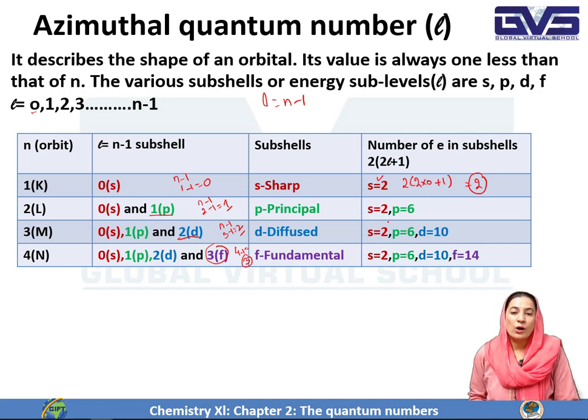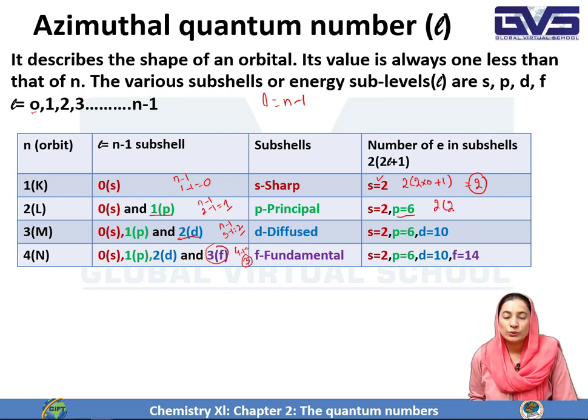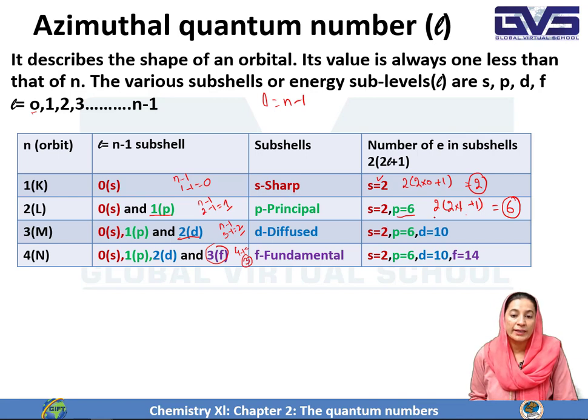Okay. Now I will calculate for the p subshell. 2 into (2L plus 1). When it is the p subshell, what is the value of L? This is 1, of course. 2 into 1 is 2, plus 1 is 3. When this 3 is multiplied by 2, we get 6. So the maximum number of electrons in the p subshell is 6.